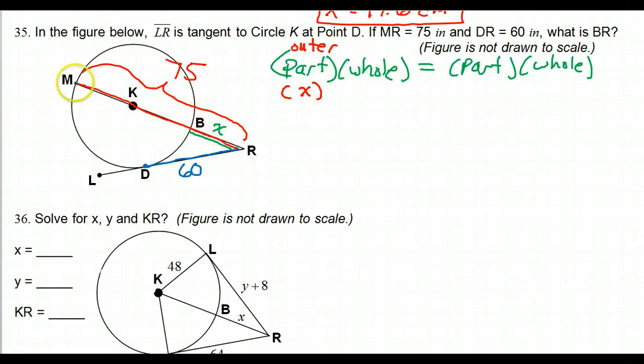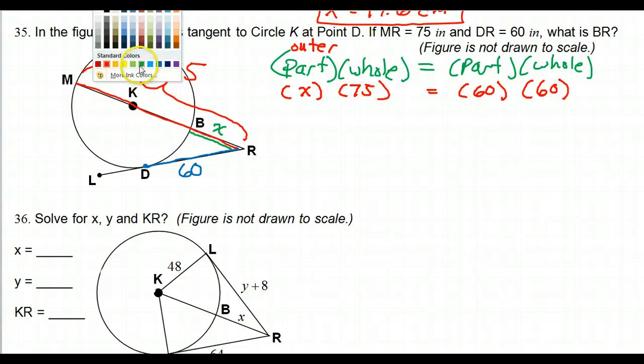I'm doing part times whole. What is the whole? The whole is 75. It's not 75 plus x or 75 minus x or anything like that. The whole, we're given that MR is 75, plain and simple. 75 is the whole, so it's x times 75. And then down here, just like before, this 60 is the part and the whole. So the part is 60 and the whole is also 60. So this is how you set it up. Problems like this are the most commonly missed problems on the test historically. So please be extra careful with your part whole.